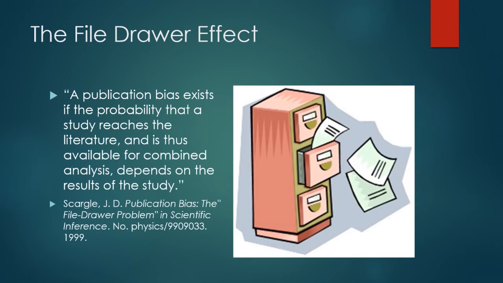So there's been studies on this. Here's a definition of the file drawer effect. A publication bias exists if the probability that a study reaches the literature, and is thus available for combined analysis, depends on the results of the study. So anytime the results make a difference to whether you get published or not, you're going to have a biased reporting of the available information.